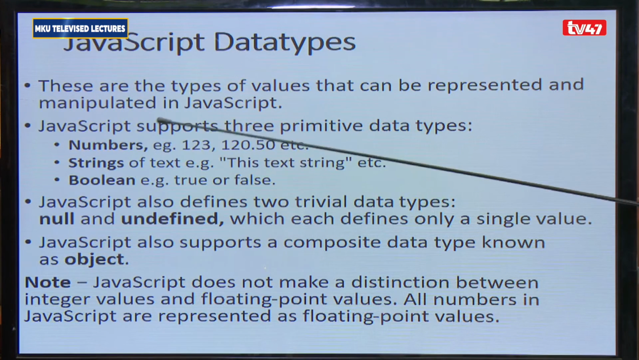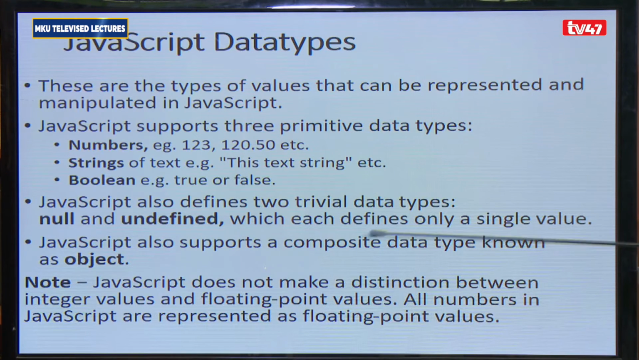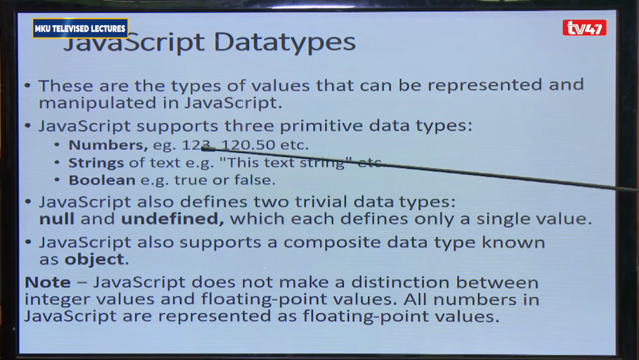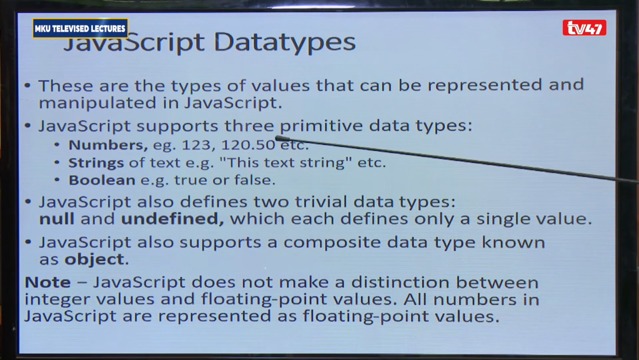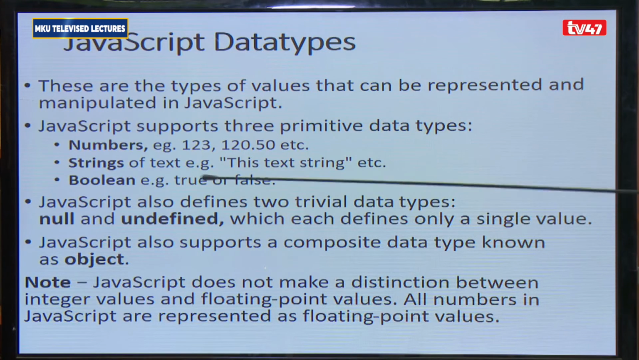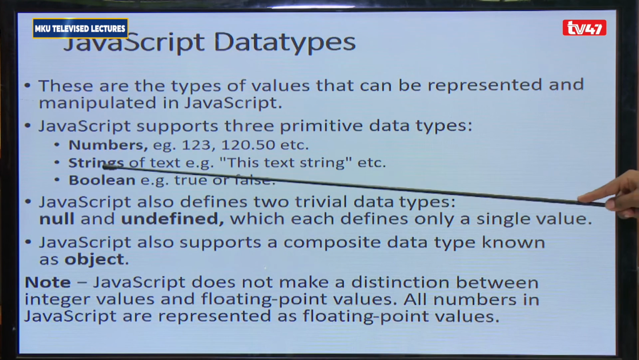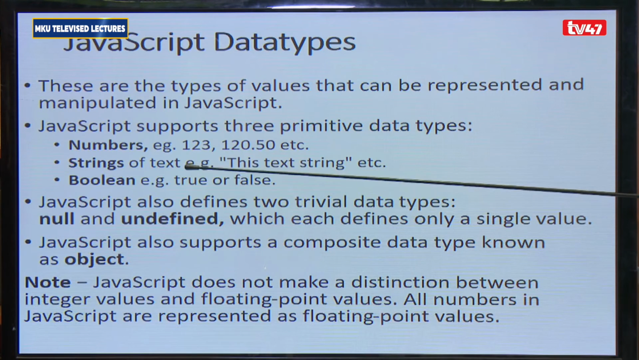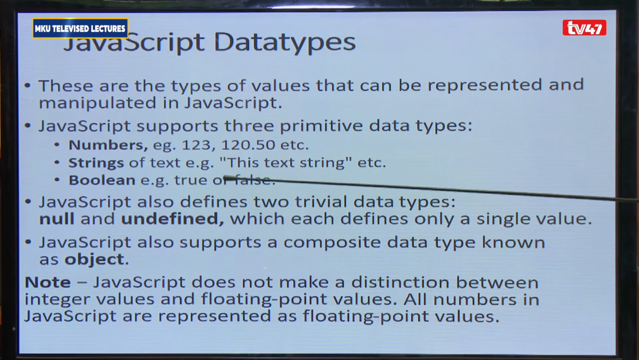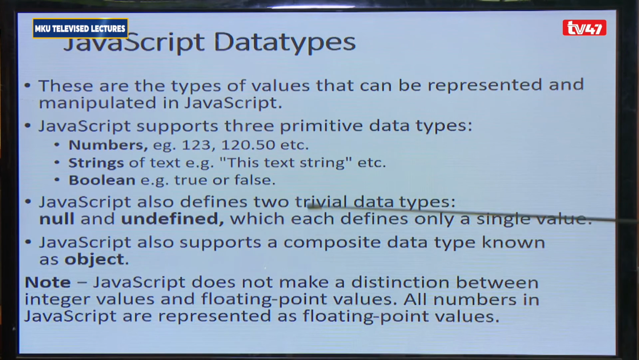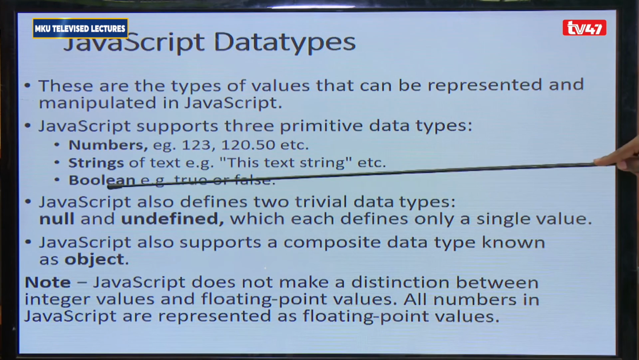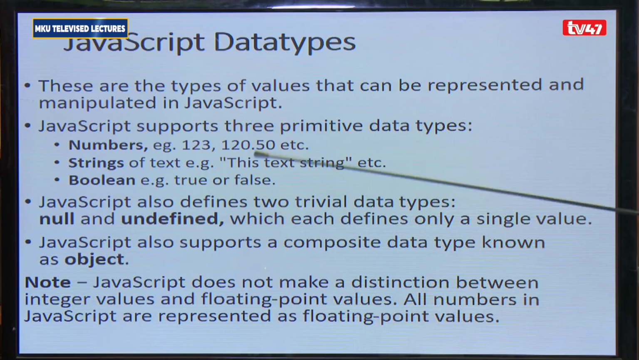JavaScript supports three primitive data types. We have numbers, things like 1, 2, 3, or numbers that even have decimal places, among others. The second data type supported by JavaScript is strings, which are strings of text, like this is a text string, or hello world. And then we have Boolean values: yes, no, true, false, values that take either one or the other.